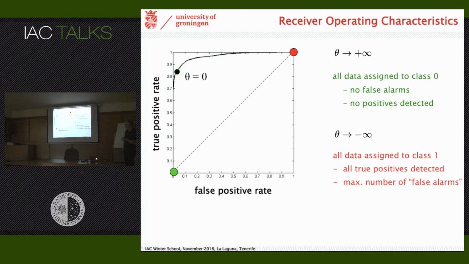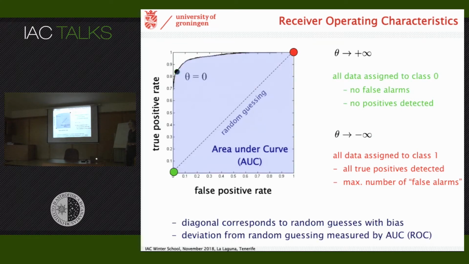For theta equals 0, I get the naked perceptron. That's just one working point that has a particular set of false positive rate and true positive rate. These are the two trivial cases. And by playing with theta, I can move along this curve, right? Now, this is corresponding to random guessing. So I want to be as far away as possible from random guessing. And I can measure that by computing the area under the curve, the AUC.